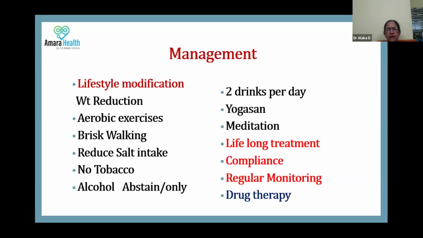What are these lifestyle modifications? Weight reduction. If he is overweight, he should reduce it, for which aerobic exercises. Now, our older people, as well as most of our elderly women, they don't go to the gym. Nowadays, in the younger generation, it has become a fashion that they will not do other exercise, but they will go to the gym and pay big fat charges to the gym. So that is okay. At least if they are maintaining health, it is good.